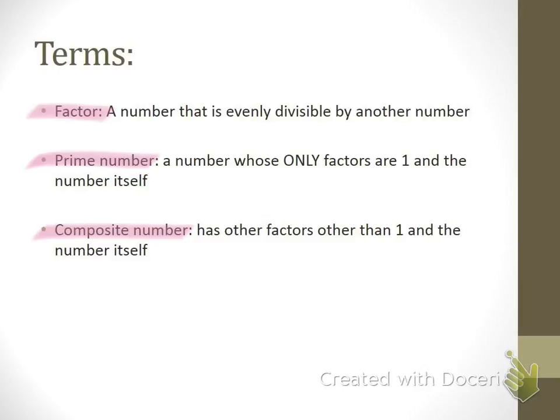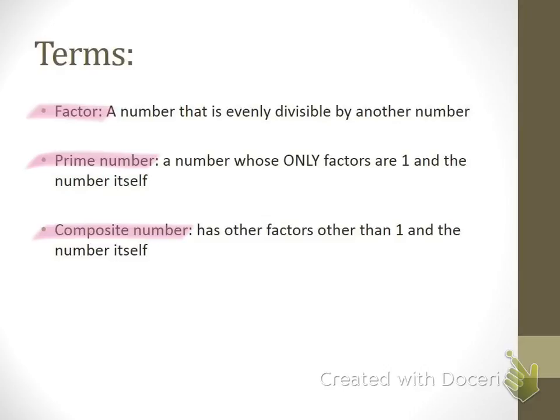A factor is a number that is evenly divisible by another number. It's a number that evenly goes into it. A prime number is a number whose only factors are 1 and the number itself. And a composite number has other factors other than those numbers. So if any other factor is present, then it's a composite number.